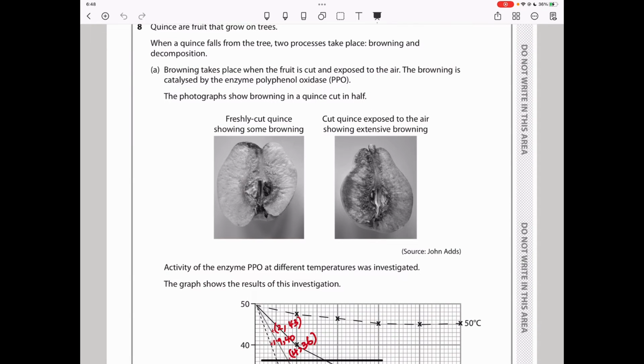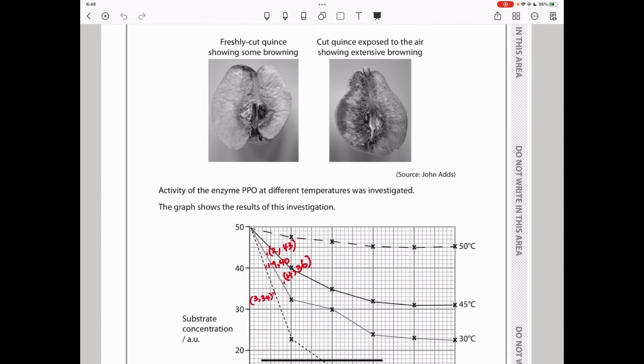So let's see here. Here we can see the fresh cut quince showing some browning, and then cut quince exposed to the air showing extensive browning, that one here. So let's continue with the question.